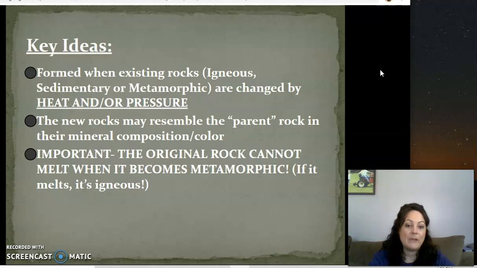It's no longer metamorphic. So it's the difference between leaving a pop bottle too close to the flame and it warps versus the pop bottle actually melting and becoming a puddle of melted plastic.